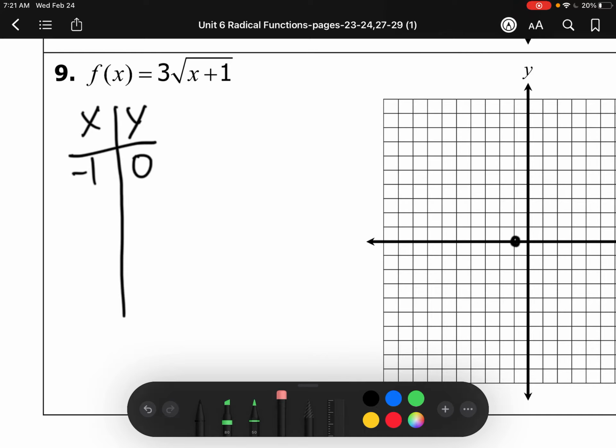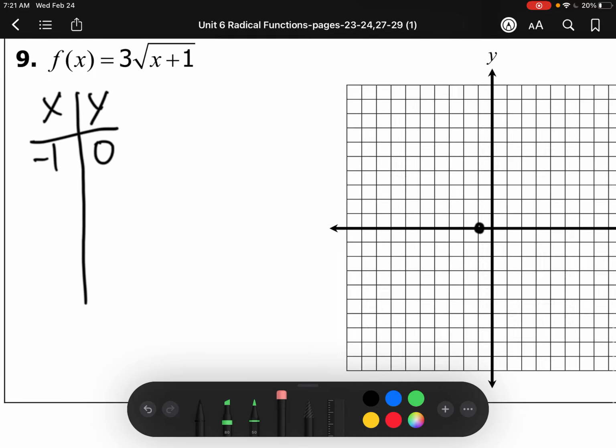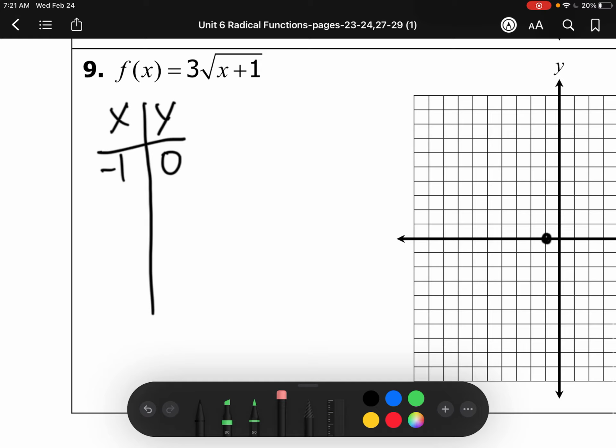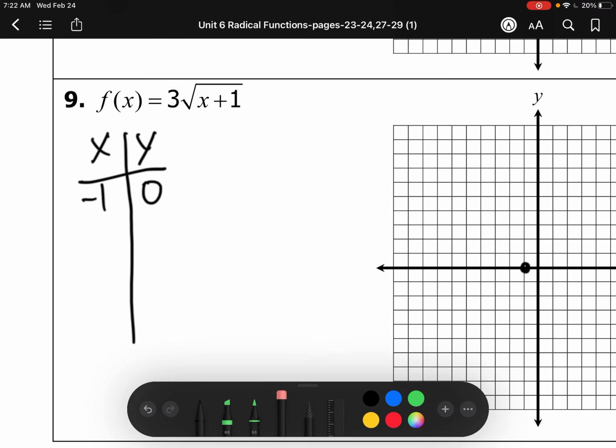So our starting point is at -1, 0. Next, think of the perfect squares: 1, 4, 9. And you want to pick a number before this one, right? Because if you were to plug in 4 in here, 4 plus 1 is 5, and you can't take the square root of 5, well, I mean, you can, but it's not a whole number. So I want to start 1 before this, right? So if I plug in 3, then 3 plus 1 becomes the square root of 4, right?